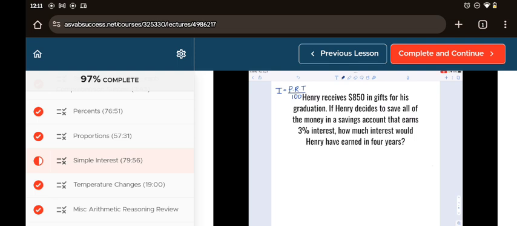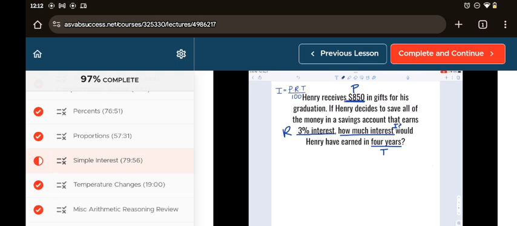First of all, it tells us that he puts $850 in this account. So right off the bat, because this is how much he deposits into the account, we know this is the principal, okay? 3% interest is going to be our rate, and the time is 4 years. It's asking us how much interest, so we know what we're looking for is the interest earned. That is going to be our unknown. So I'm going to plug everything into our equation.